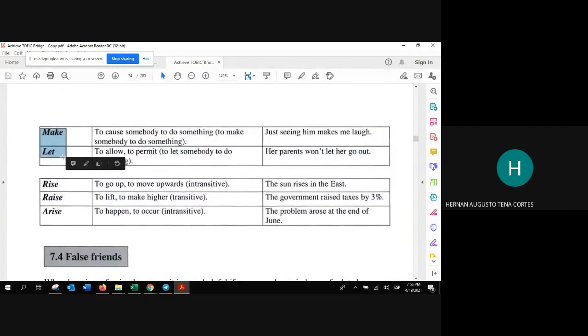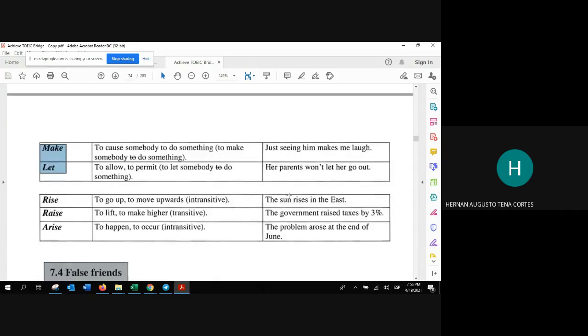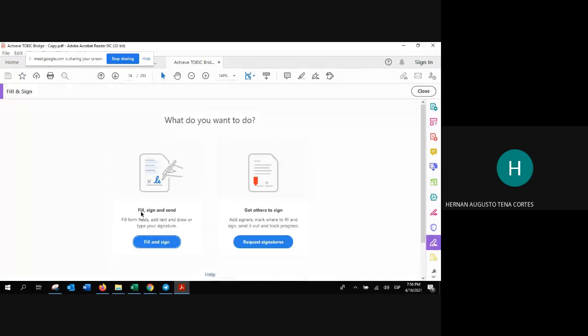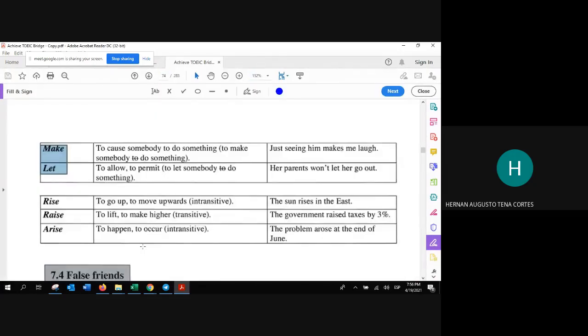Make y let. ¿Sabe que no me parece que estas dos son tan confundidas en inglés? Me parece más confundidas estas dos. Hold on. I want to show you this because I see people mistake make and do, que debió estar en la lista, pero no está. ¿Cuál es la diferencia entre make y do?